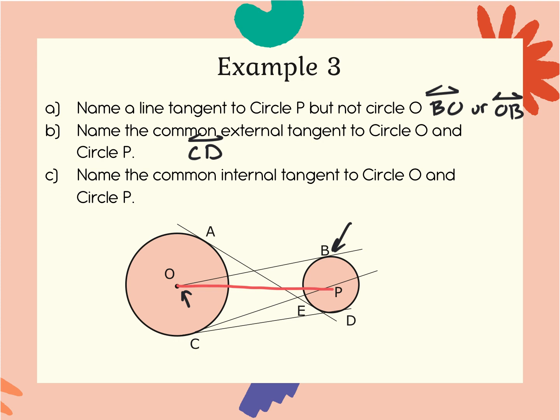And then we have C, name the common internal tangent to circle O and circle P. Remember, the internal tangent is the one that crosses, but it's tangent to both. So in this case, it would be line AE. Again, remember you can call it EA. If you did, that's fine. Or for the external one, if you called it DC, that's fine too. I just wanted to write one or the other. Either one would be fine.